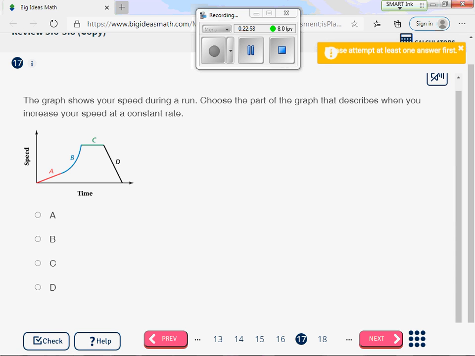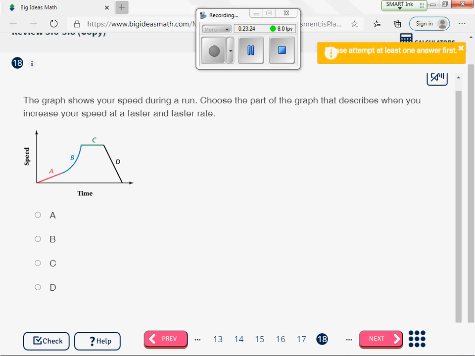The graph shows your speed during a run. Choose the part of the graph that describes your speed when you increase at a constant speed. Well, this would be A, because A is increasing. B is also increasing, but since it's curved, it's increasing at a faster and faster rate. So this here would be A.